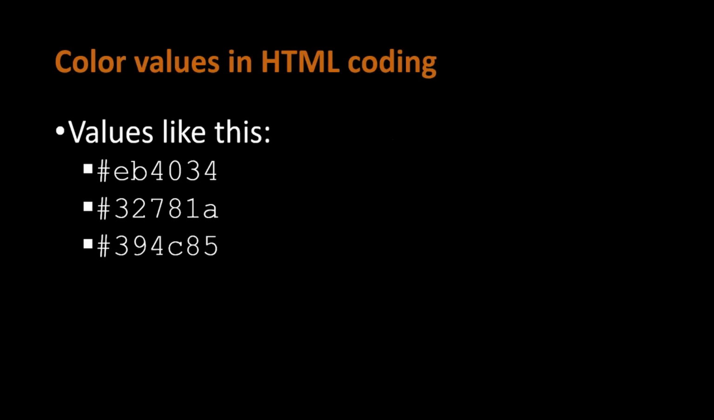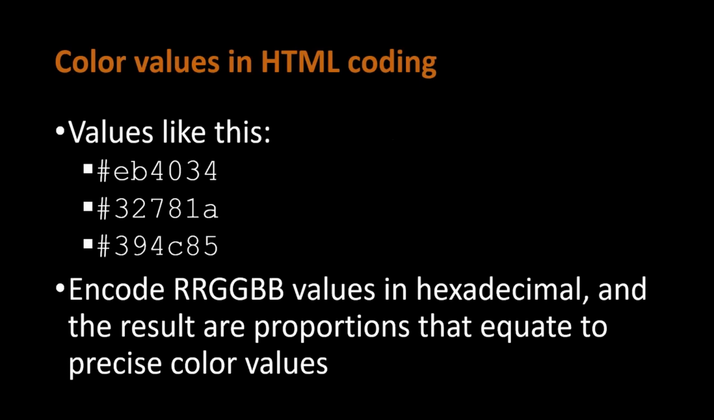We now can see that these are numbers. It's just another way of writing numbers, but it's in hexadecimal code. The first 2 digits tell you the red value, the second 2 digits tell you the green value, the third 2 digits tell you the blue value, and they're expressed as hexadecimal. So this is encoded, and the result is a set of proportions that equate to the precise color values that you see on the page.